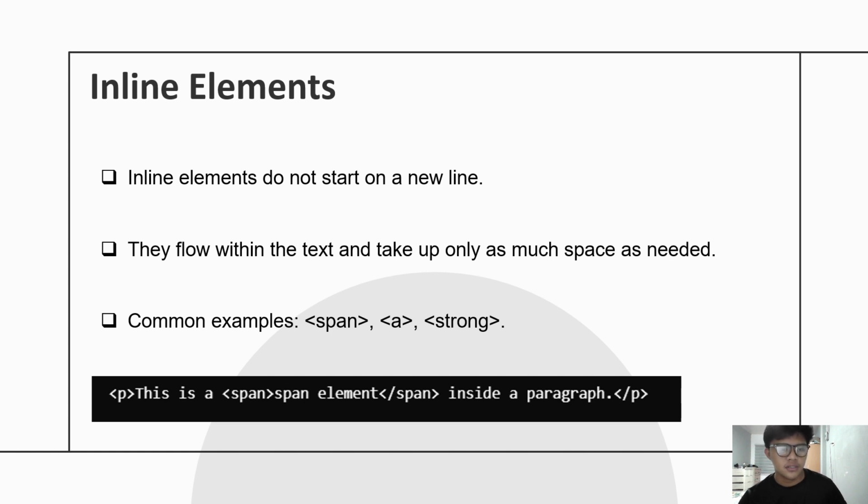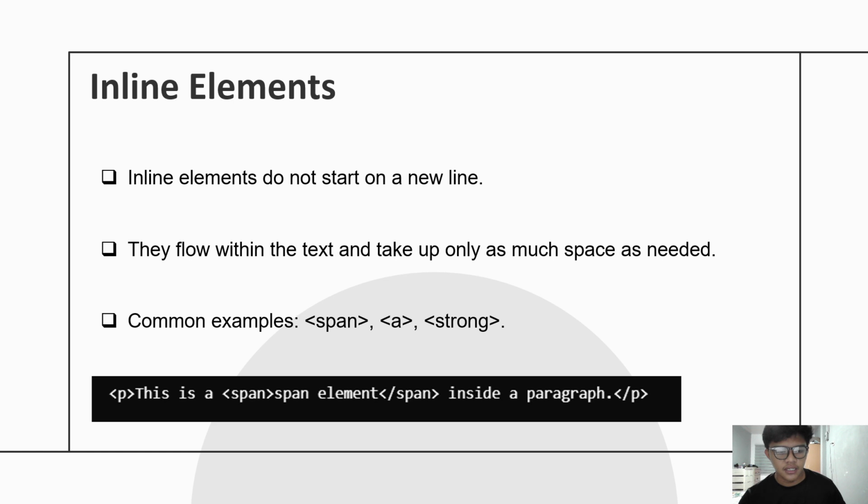So next, they flow within the text and take up only as much space as needed. So inline elements only take up the width necessary for their content, like a word or phrases. The common examples are span, a, strong. So these tags are used to style or add functionality, like a link, without changing the layout or structure of the text.